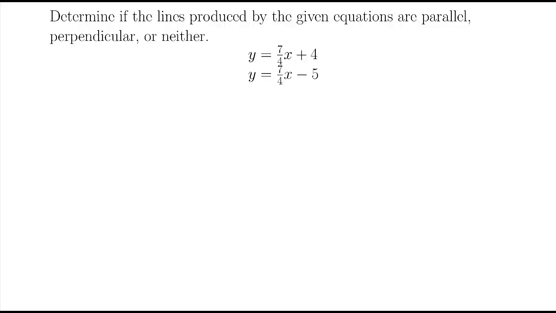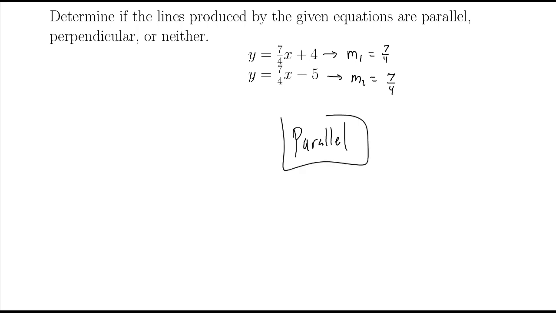Okay, let's determine if the lines produced by the given equations are parallel, perpendicular, or neither. Keep in mind, if we are trying to make this determination, we need to compare the slopes. The slope of the first equation is 7/4. The slope of the second equation is also 7/4. They are the same slope, which means that they are parallel lines. We have parallel lines here.